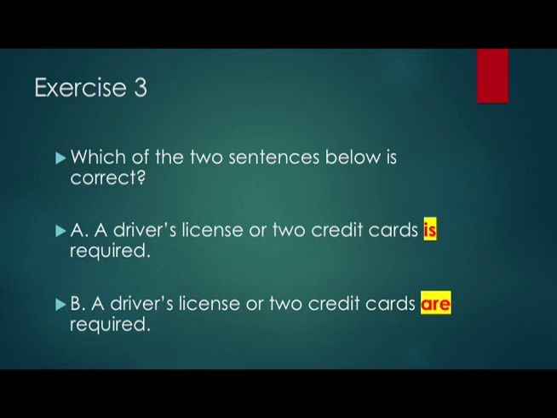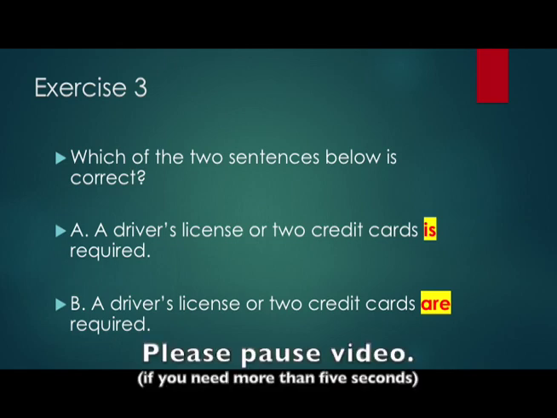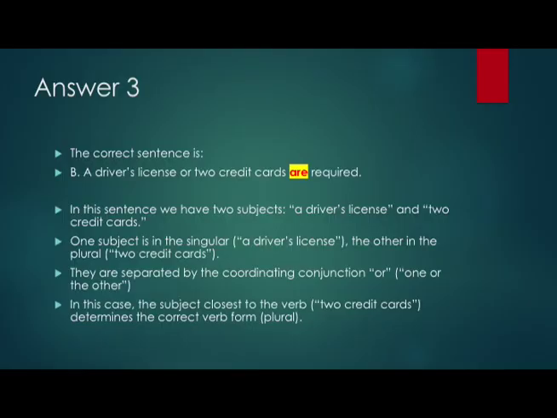Right, moving on to exercise 3. Which of the two sentences below is correct? A. A driver's license or 2 credit cards is required. Or B. A driver's license or 2 credit cards are required. The correct answer here is B. A driver's license or 2 credit cards are required.